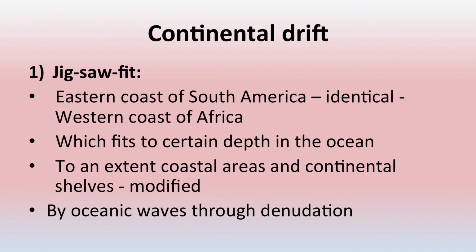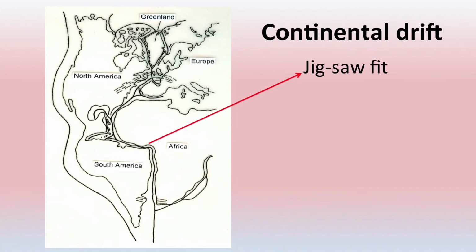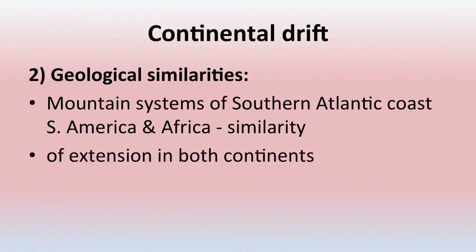First one is jigsaw fit. The eastern coast of South America can be seen identical to the western coast of Africa, which fits to a certain depth in the ocean. To an extent, coastal areas and continental shelves are a little modified by oceanic waves or through denudation, but they can be jigsaw fit. As you can see in the figure, both the parts of Africa and South America can be fit in. Second one is geological similarities of land masses.